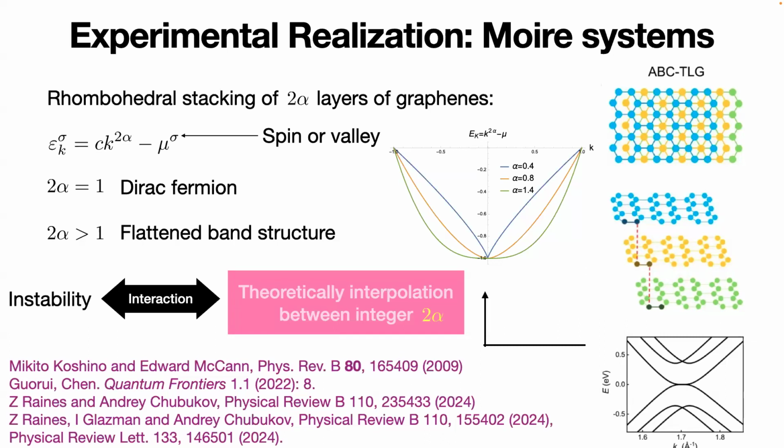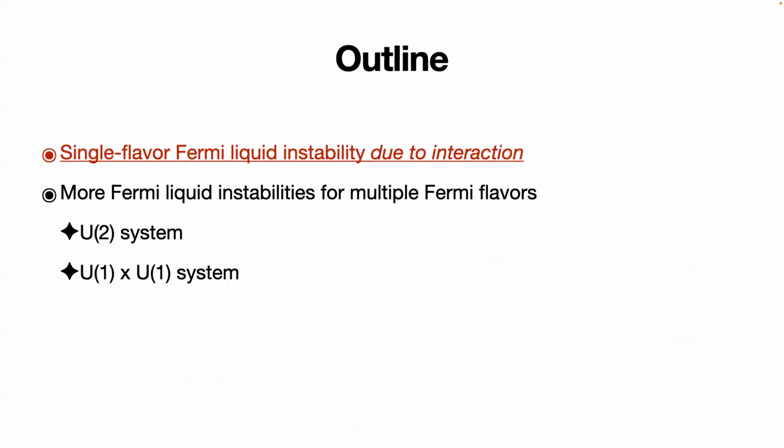Yes, and previously these people also studied this single band system. They found a dramatic change of the type of phase transition at the Fermi liquid instability once we change this dispersion exponent. And here I used the renormalization group method to have a more reliable study of the Fermi liquid instability, particularly to try to find the fixed point if it is a continuous phase transition.